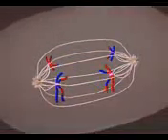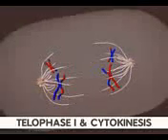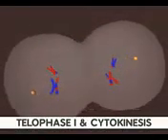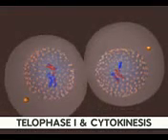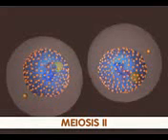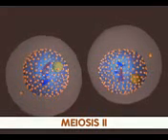The final steps of meiosis I are telophase I and cytokinesis. Here the cell divides into 2 daughter cells. Each of these 2 cells now undergo meiosis II. Meiosis II is similar to mitosis.